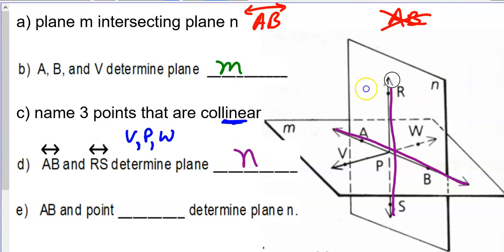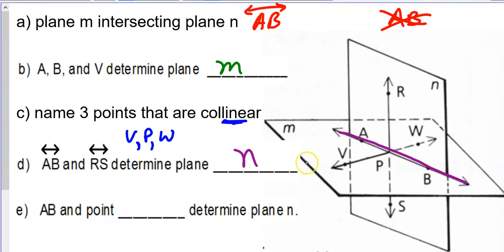And again, let me erase this. Okay, AB and point what determine plane N? So let me highlight this. And notice how I'm doing this over and over again. I'm highlighting things, I'm circling things.